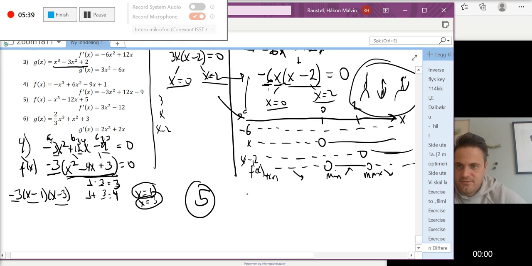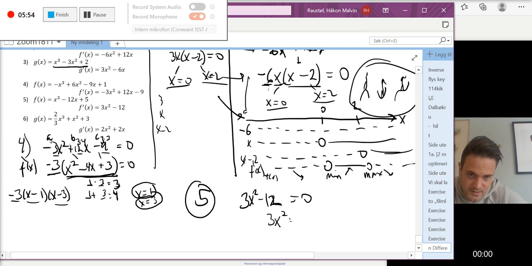Same with exercise 5. If you find the derivative here, we get 3x squared minus 12. That's the derivative equals to 0. Again, a second degree equation. Different ways of solving this. We could factorize, but I prefer to, since we don't have any x here, just x squared.